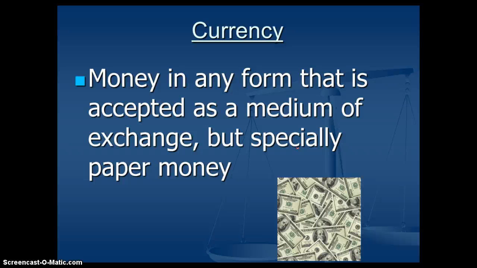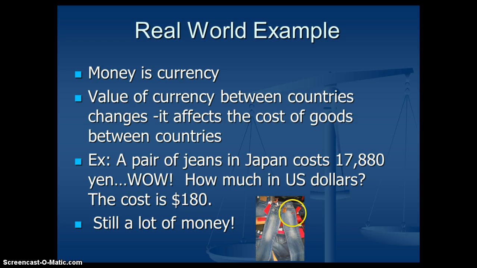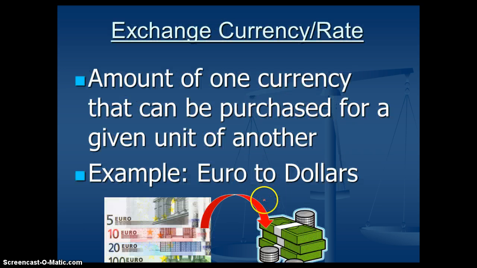Currency. It's any form of money that's accepted as a medium of exchange. Back in the day, we used all sorts of different types of commodities, which were actually items instead of money. But today we use paper money here, and we use the American dollar. Each country usually has its own currency, and that leads us to currency exchange. Money is currency. The exchange is the value of the currency between countries.